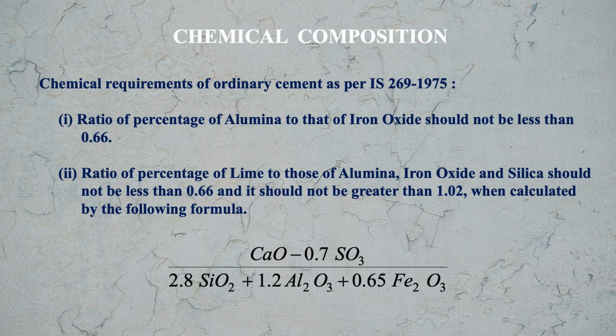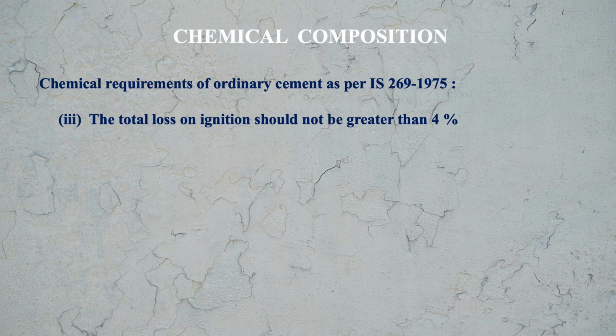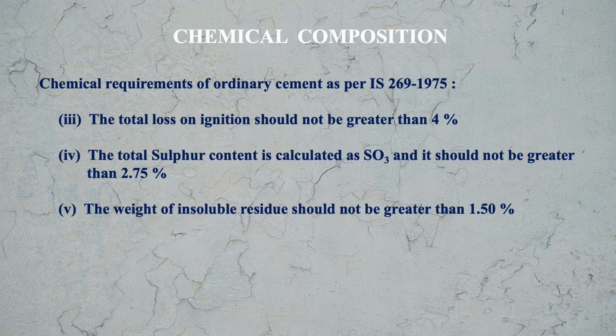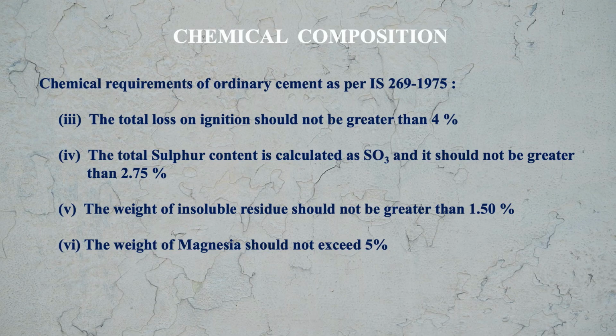Next, the total loss on ignition should not be greater than 4%. Another requirement is that the total sulfur content calculated as SO3 should not be greater than 2.75%. Next requirement as per this code is that the weight of insoluble residue in cement should not be greater than 1.5%. Another requirement is that the weight of magnesia should not exceed 5%. So these are the requirements as per the BIS code.